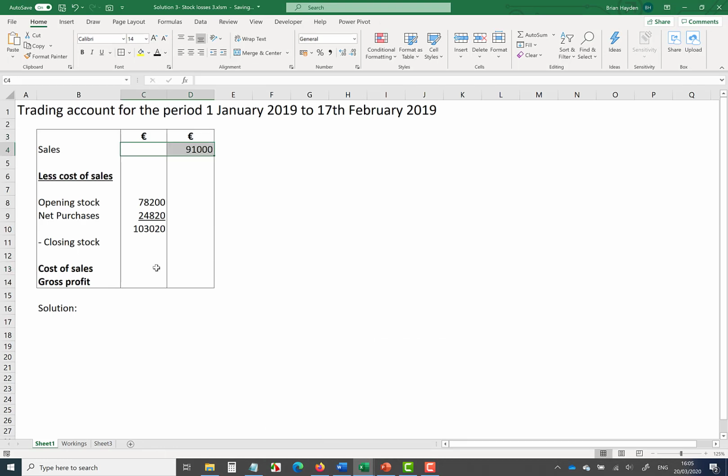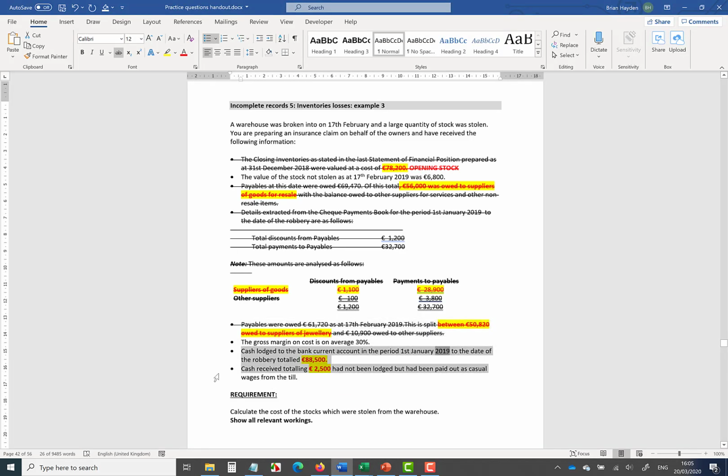So what we now have is the sales value and the total costs without closing stock. Okay, so these two pieces of information are now utilized, so strike those out. And the only two bits of information not yet used are, first of all, the value of stock not stolen on the 17th of February, 6,800, and gross margin on cost is on average 30%. Now, I'm hoping that at this point you understand what we need to do next. We're going to use this piece of information here, the gross margin on cost is on average 30%, to figure out the next series of values.